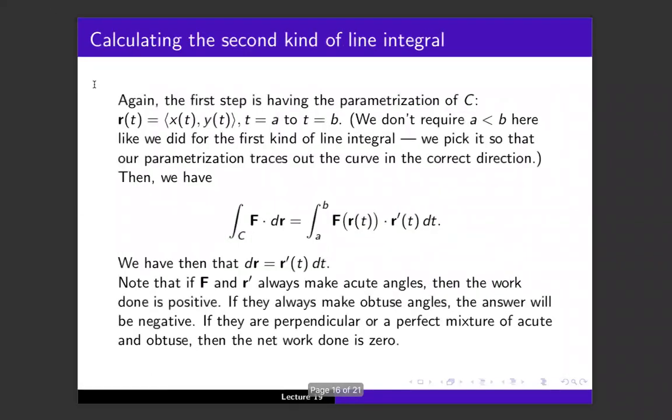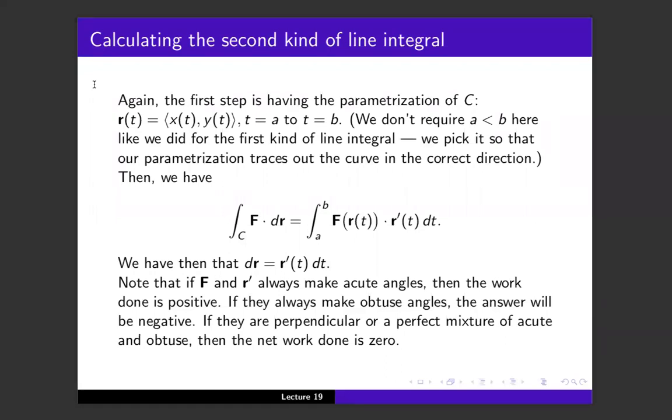All right. Now, how do you calculate this thing? Well, again, the first step is to parameterize the curve. Now, you don't necessarily need a to be less than b in this case, like we did before, because the work that you do has some sign to it, right? The work done is positive if it's going in the same direction as the movement, but it's negative if it's going in the opposite direction. So you can talk about positive and negative work.